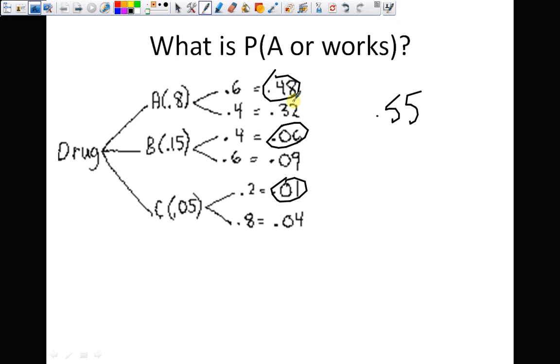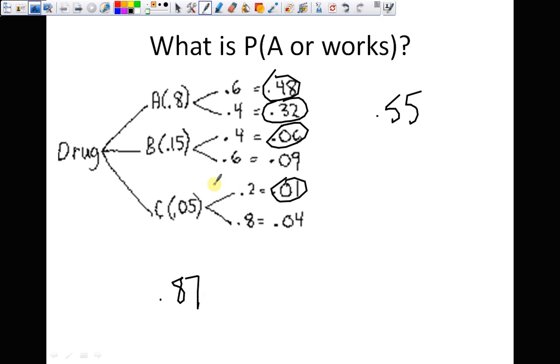This one is also satisfied because it's drug A. This is works, so it's satisfied. This one is not satisfied because it's drug B and it does not work. It doesn't satisfy either one of these. This is drug C and works, so that is satisfied because it works. This one is not. So if we add up these probabilities, we have 0.48 plus 0.32, that's 0.8, plus 0.06 is 0.86, plus 0.01 is 0.87. We have an 87% chance.